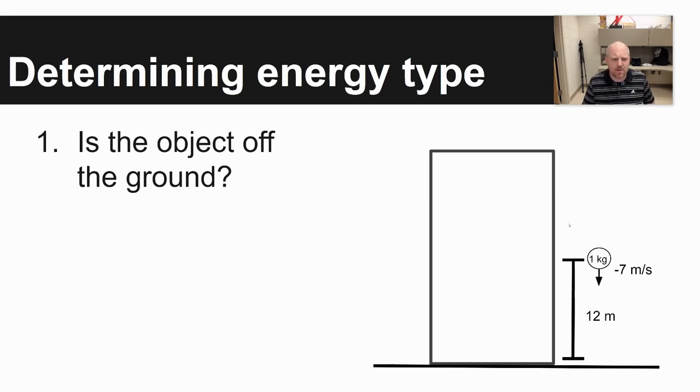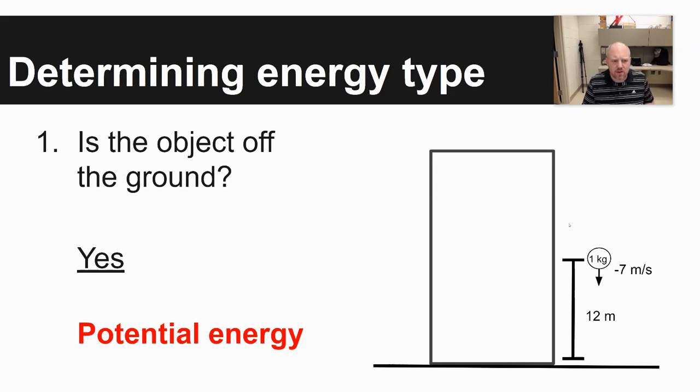Determining your energy type. A lot of people just get stuck on what type of energy do I have? If you're solving for potential energy, what you'll see is that an object is going to be off the ground. The question I would ask myself first when solving a problem is, is the object off the ground? If the answer is yes, you have stored energy due to position, positional energy, potential energy. And so that 1 kilogram object, even if it's moving, even if it's dropping, it's still off the ground, so it has potential energy. An object can have more than one type of energy.